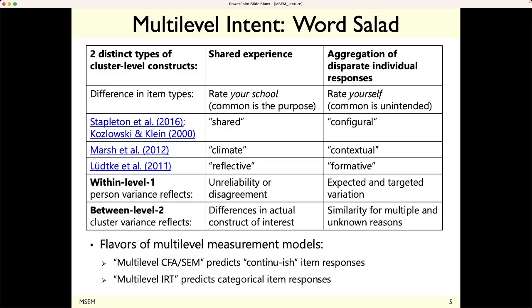And I just have a little bit more terminology here. Multi-level IRT is what it would be called if the items are either binary, ordinal, or nominal. I think those are the main categories. And I have CFA or SEM for the multi-level variant if it's what I call continue-ish, because item responses are never continuous, but we can pretend like they're continuous enough to be able to do something with.